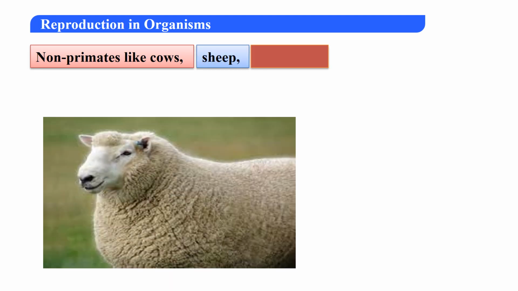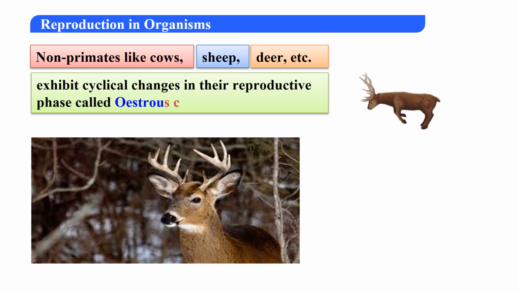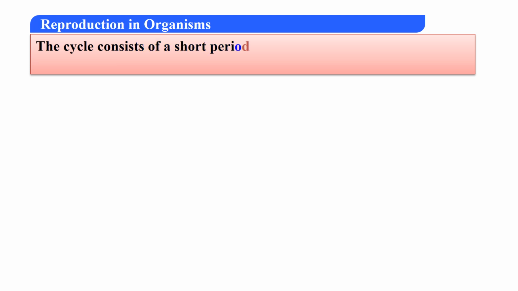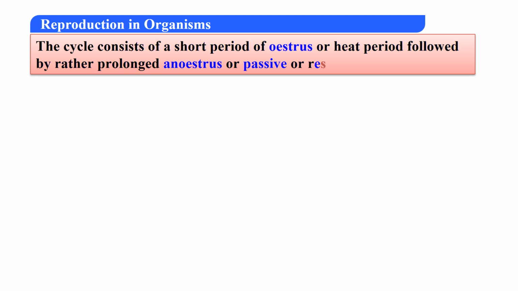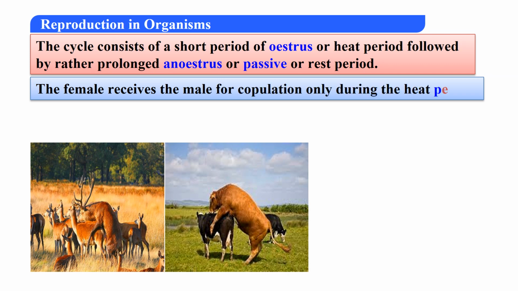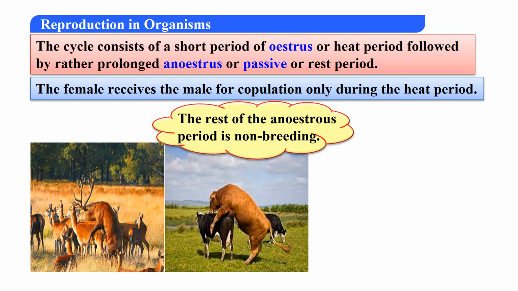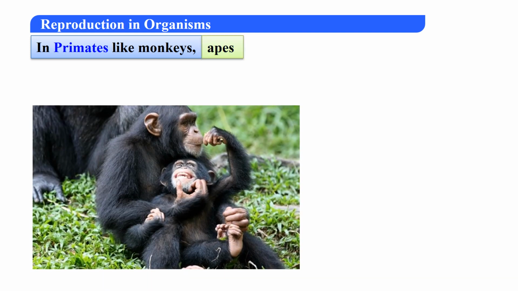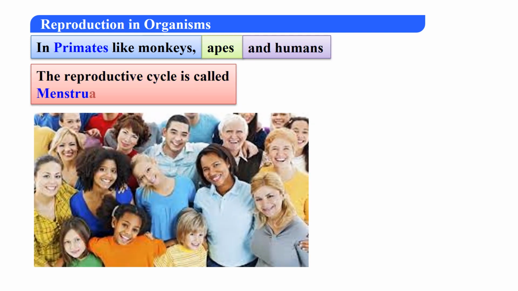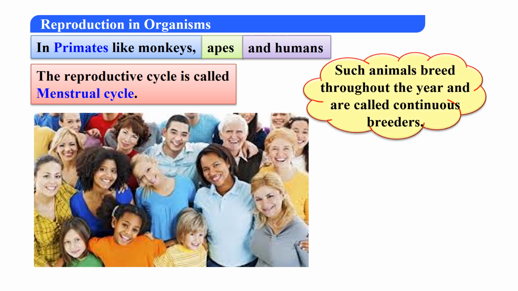Non-primates like cow, sheep, deer, etc. exhibit cyclical changes in their reproductive phase called the oestrus cycle. The cycle consists of a short period of oestrus or heat period followed by a rather prolonged anestrus or passive or rest period. The female receives the male for copulation only during the heat period. The rest of the anestrus period is non-breeding. In primates like monkeys, apes and humans, the reproductive cycle is called the menstrual cycle. Such animals breed throughout the year and are called continuous breeders.